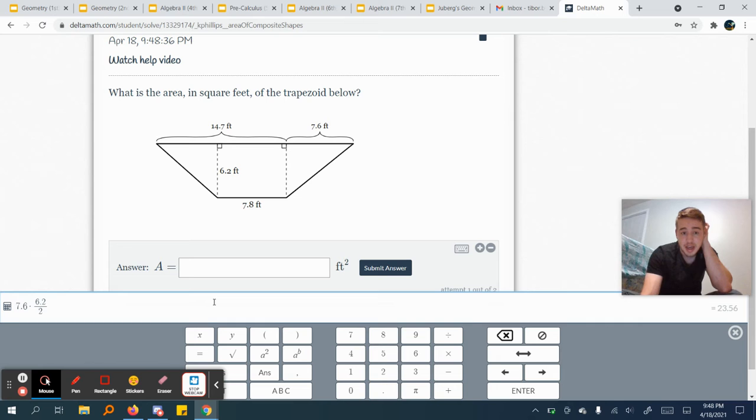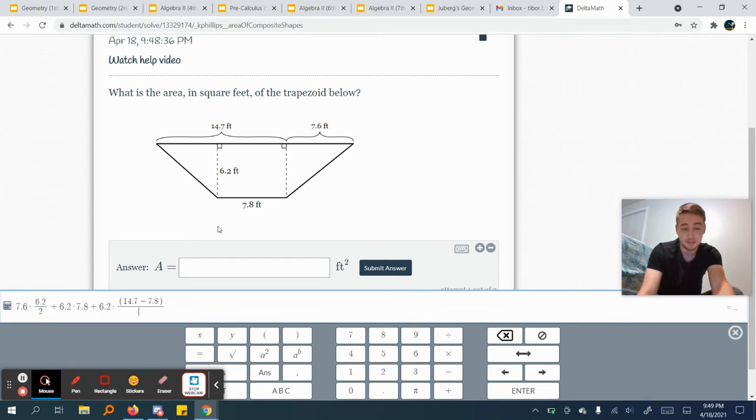We are now going to add 6.2 times 7.8. That's going to cover the rectangle. And finally, we're going to add 6.2 times, we're going to use some parentheses here, 14.7 minus 7.8, in order to actually get the length remaining of the left side triangle. And that's going to be divided by 2 because 1/2 BH.